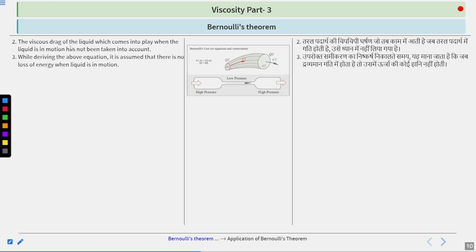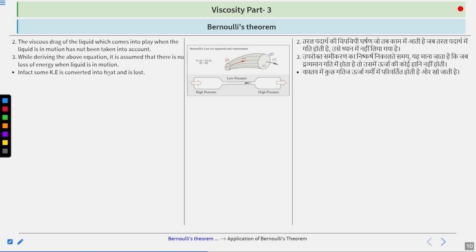While deriving the above equation, it is assumed that there is no loss of energy when the liquid is in motion. Why? Because we have not taken the viscous drag into consideration. And when we are not taking it into consideration, automatically we are not considering any loss of energy that could happen when the liquid is in motion.